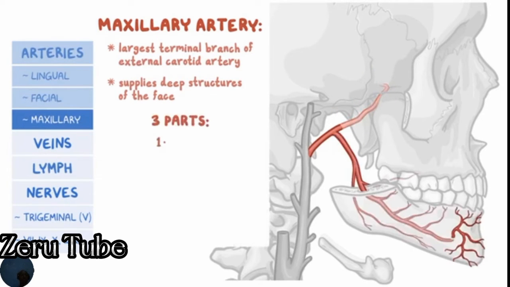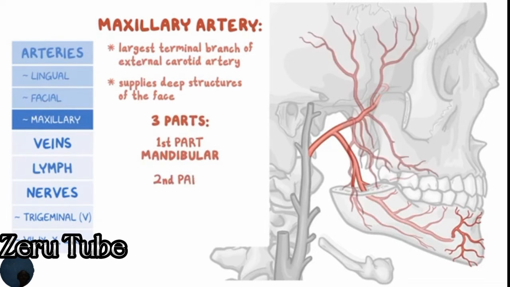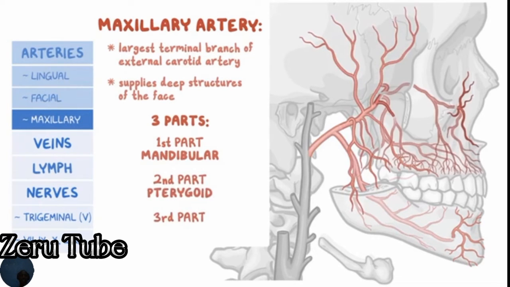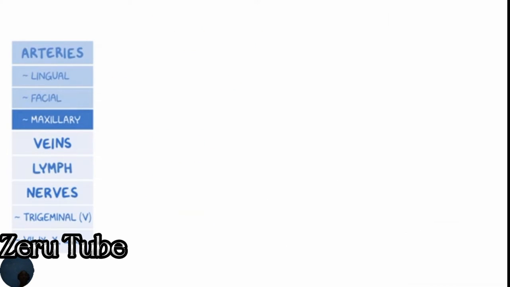So the maxillary artery has three parts. The first part is called the mandibular part. The second part is called the pterygoid part, and the third part is called the pterygopalatine part. Based on the mandible, we can divide the maxillary artery into the mandibular part, the pterygoid part, and the pterygopalatine part. We'll see each one by one.